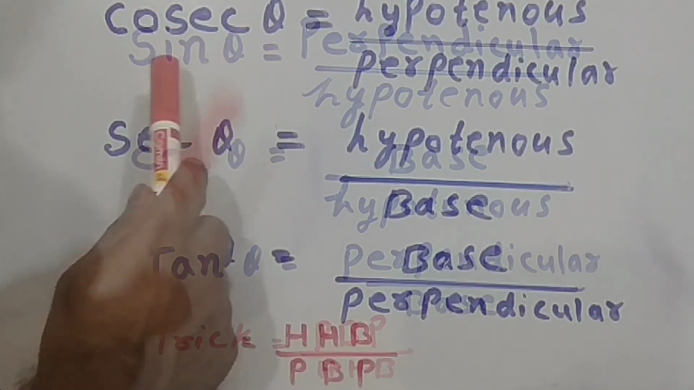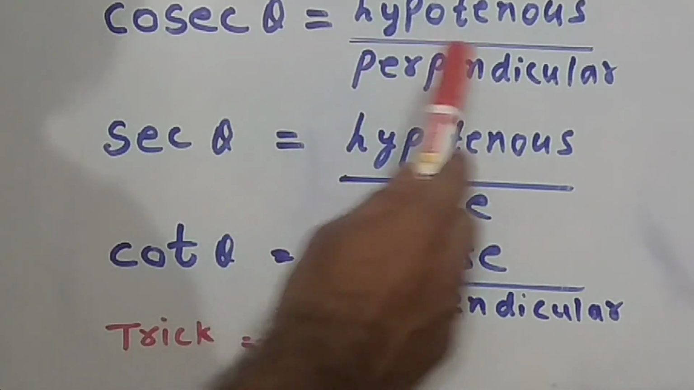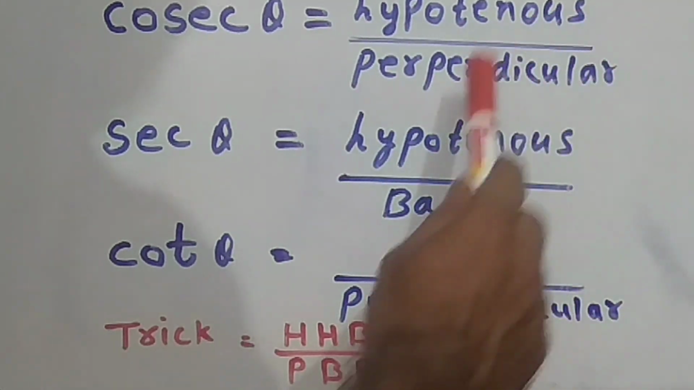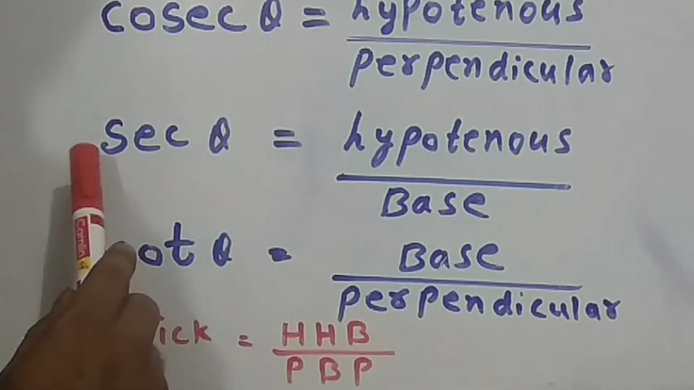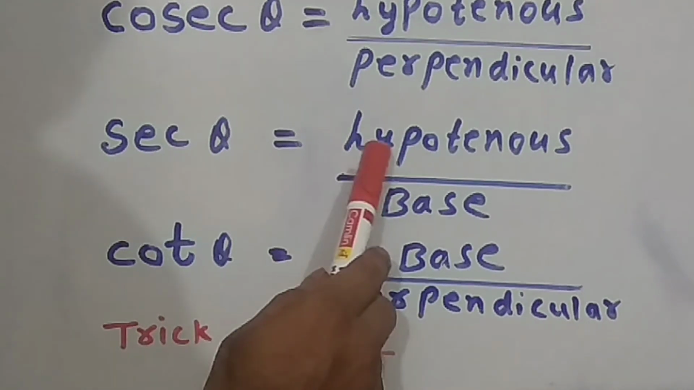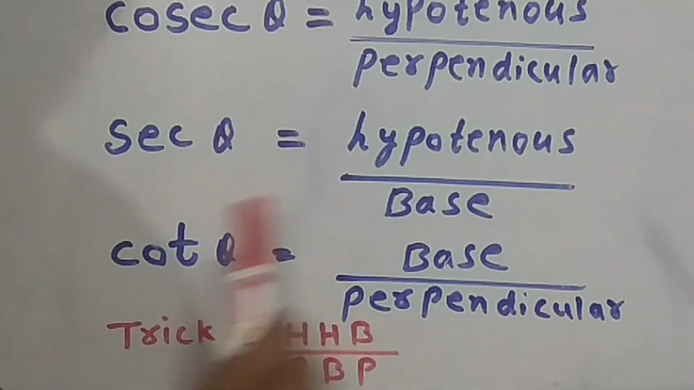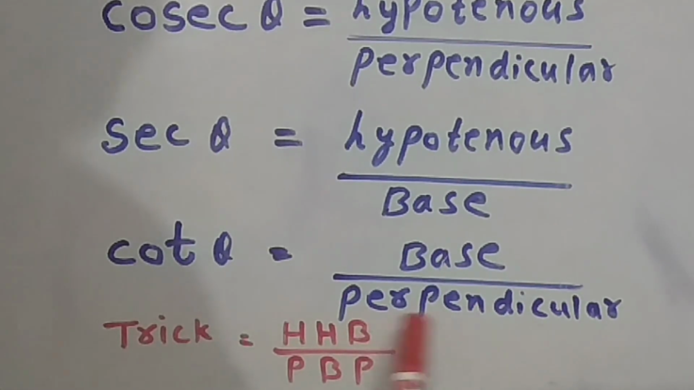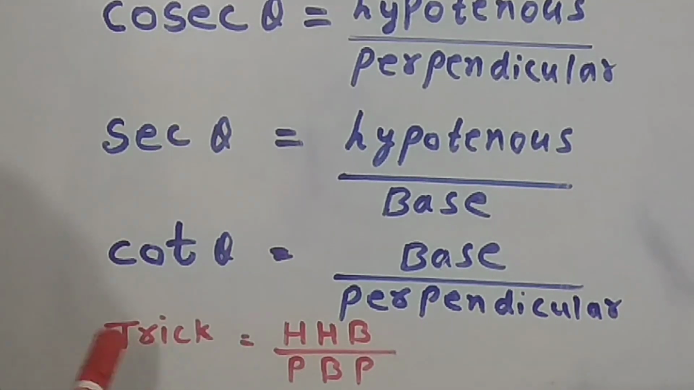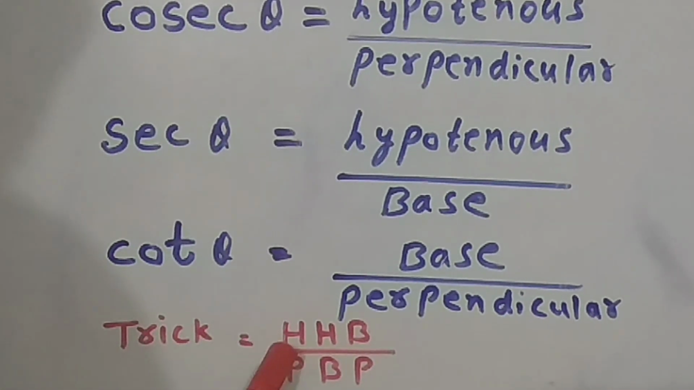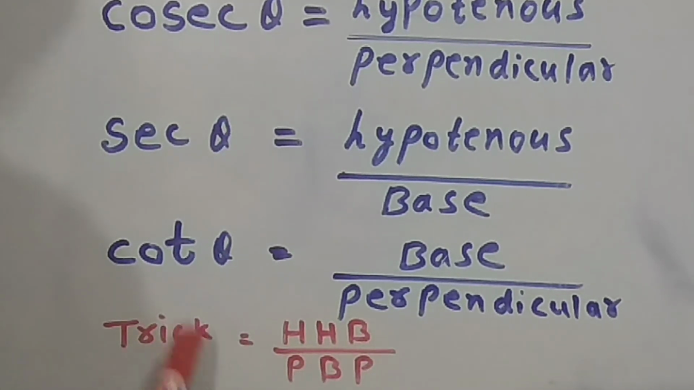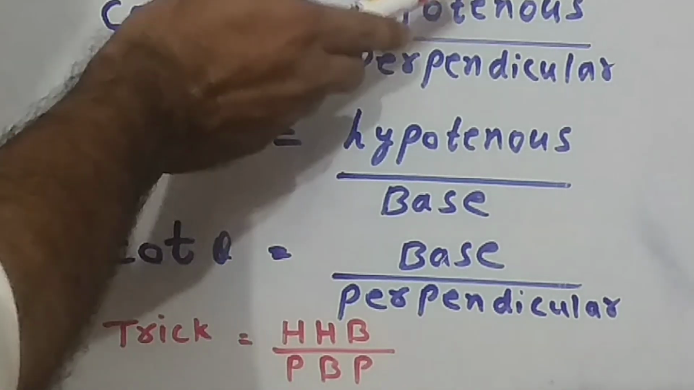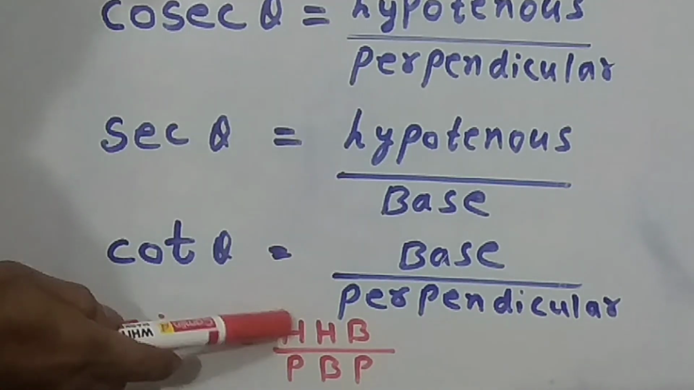Okay. Now cosec theta is equal to hypotenuse upon perpendicular. Sec theta is equal to hypotenuse upon base. And cot theta is equal to base upon perpendicular. And trick, H H B upon P B P. Now for cosec, hypotenuse upon perpendicular, H upon P.